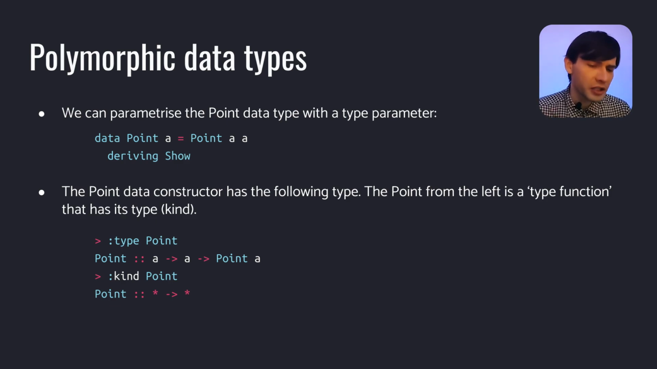But Point from the right is very roughly the same as previously. It takes 2 values from a and returns points generated by those two values from a. So we have a kind of polymorphism in algebraic data types in order to make them more general.